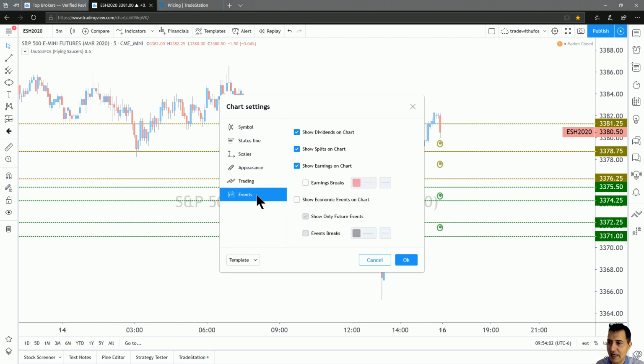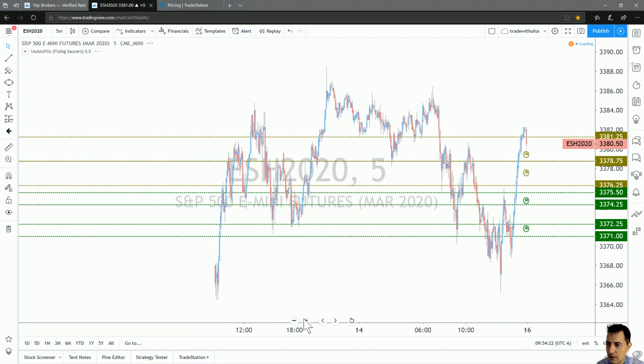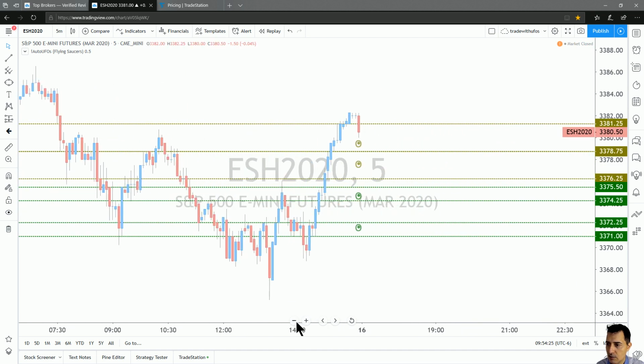And then finally, events. That's very useful if you do, for example, Forex trading, and you are trading the news and you want to show economic events ahead of time. So you can select economic events, or even if you trade the S&P 500, for example. Okay, so let's take a look. Let's scroll back. Sorry about that.